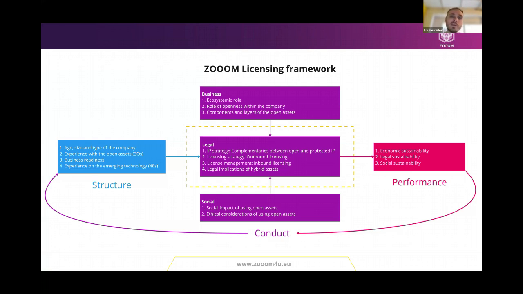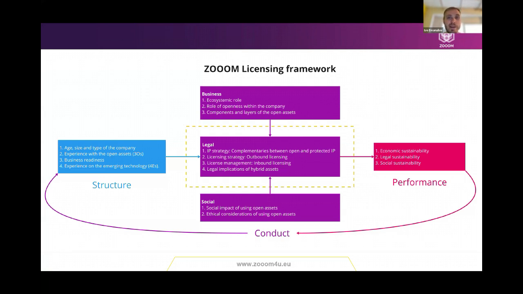In terms of conduct, we study three main aspects of the business, legal, and social conduct of a company. In terms of business conduct, we're interested in where the company stands within its ecosystem. What is the role of openness in the company so far? To what extent they appreciate or would like to embed open source technologies into their business model, and how to do that. In terms of legal conduct, we study and we analyze the IP strategies and, just what I was explaining, the complementarities between open source and proprietary intellectual property.